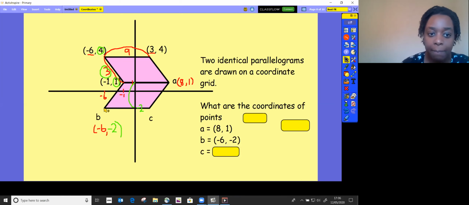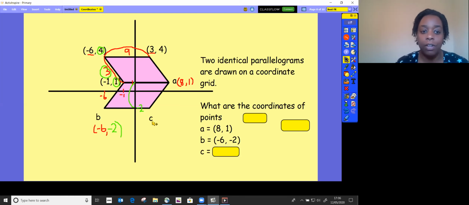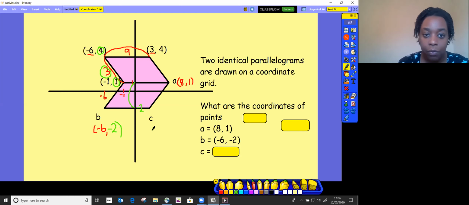There we have it. Yep, because we used the fact that we could work out how high our parallelogram is, and it's the same for down here as well. So now lastly, let's have a look at C. And we can see again, we've got lots of information that will help us now. This is -2, like we've just said. So if I was to think about my y coordinate, I already know that that is going to be -2 because it goes through that point.